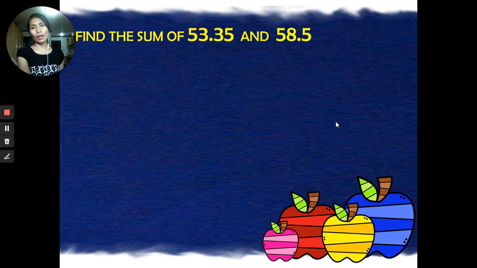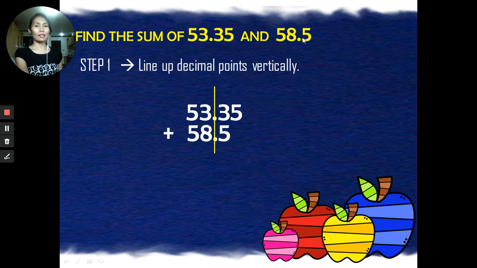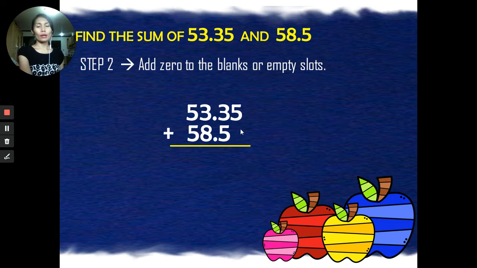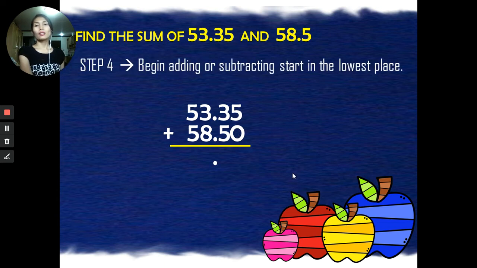Find the sum again. When we're looking for the sum, that means we will add. First step, line up decimal points vertically. Here we have the first given number and the second given number lined up vertically. Now, step 2, add 0 to the blanks or empty slots. Where are the blanks? We have them there, so we will put 0 in there. Then step 3, bring down the decimal point.